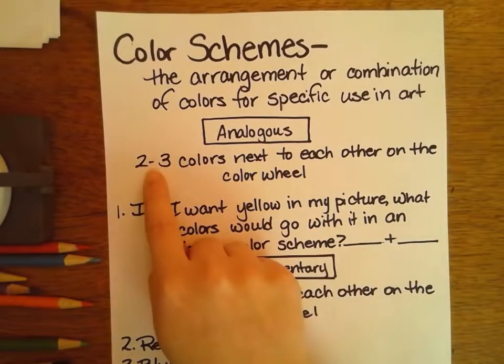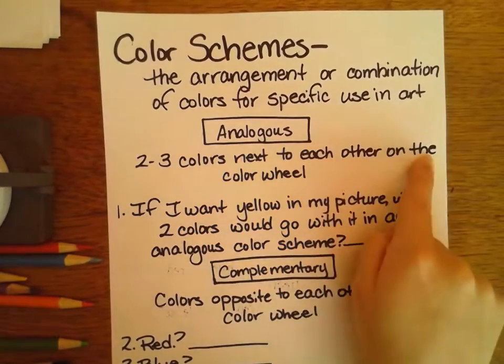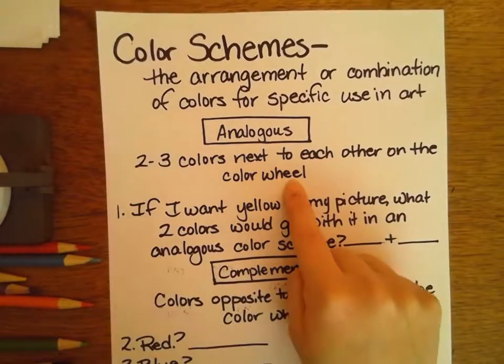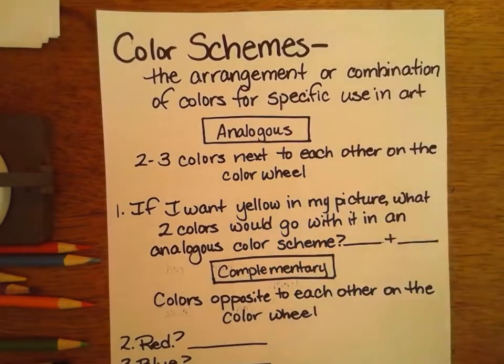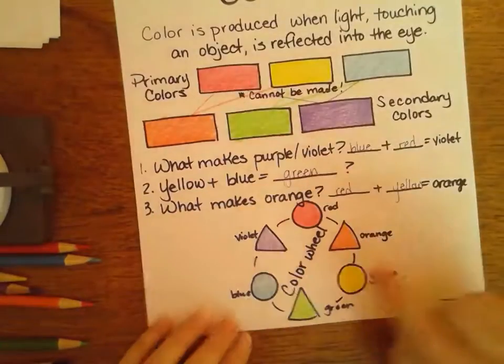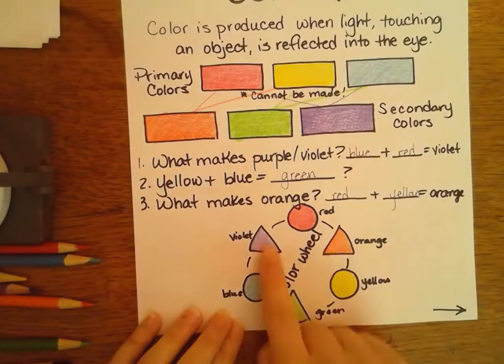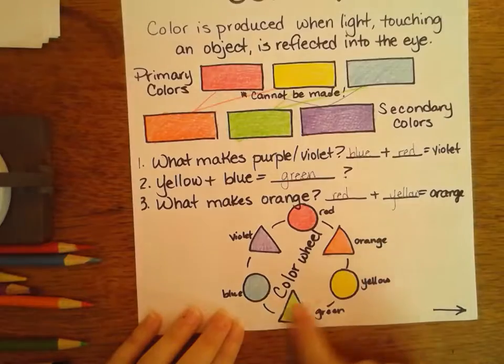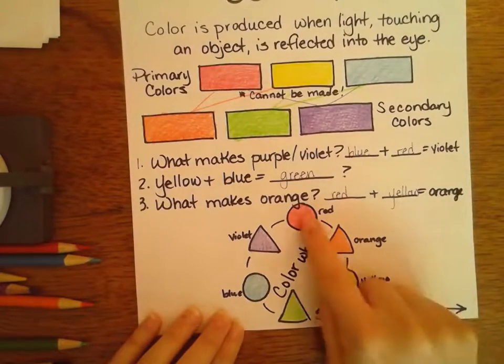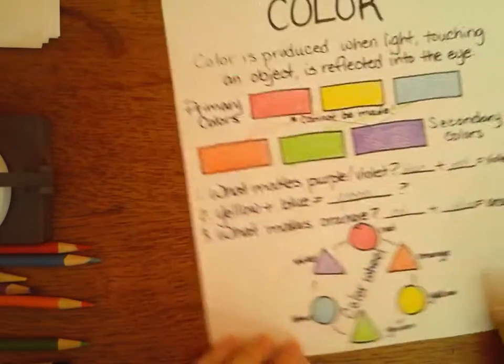Analogous colors are 2 to 3 colors right next to each other on the color wheel. So if I flip back over real quick, because we're talking about the color wheel, these are 2 to 3 colors that if I touch, they are all connected. So I can have these 3, these 3, these 3. Just as long as they touch, those are analogous.